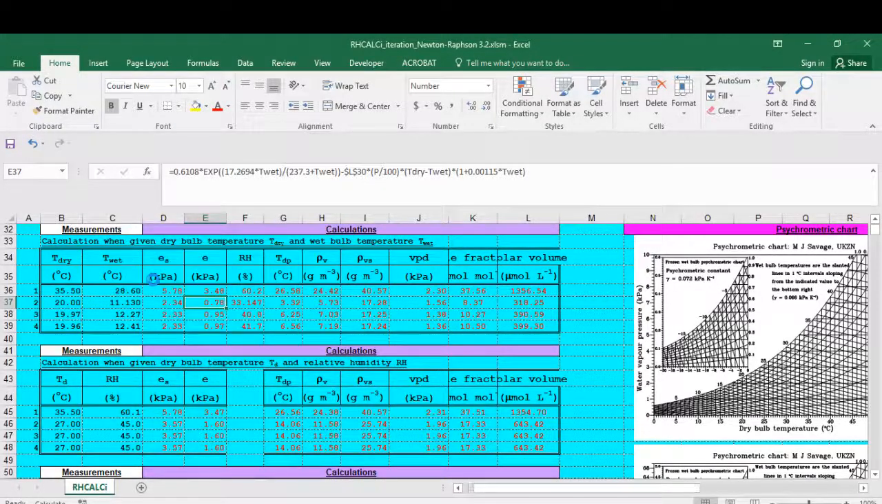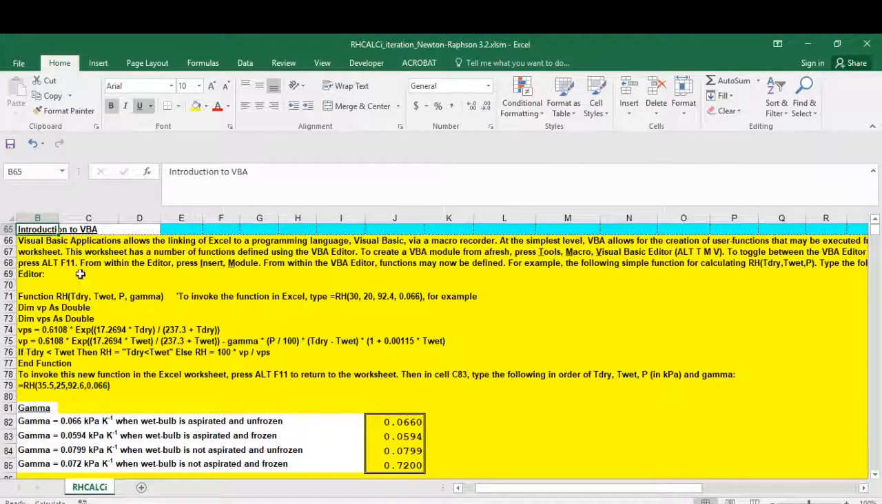Introduction to VBA. As we said, VBA allows sophisticated calculations at the cell interface. To invoke the relative humidity function, we type equals RH, a dry bulb temperature, a wet bulb temperature in degrees Celsius, an atmospheric pressure in kilopascals, 92.6, psychrometric constant, 0.066 kilopascals per degree Celsius or per Kelvin. Press enter and it will calculate the relative humidity.